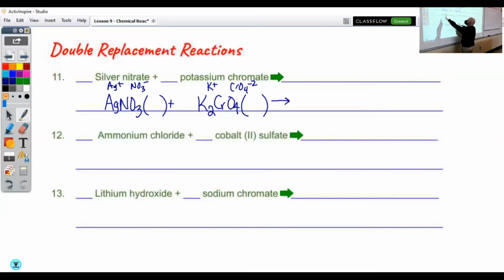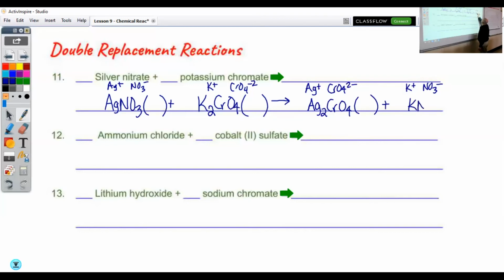So now we're going to combine the outers, so silver and chromate. So Ag plus CrO4 2 minus. So we get Ag2CrO4 plus, in this case, potassium and nitrate. So K plus NO3 minus. So we get KNO3. Again, don't worry about the fact that there are 2 Ks until afterward when you're balancing.